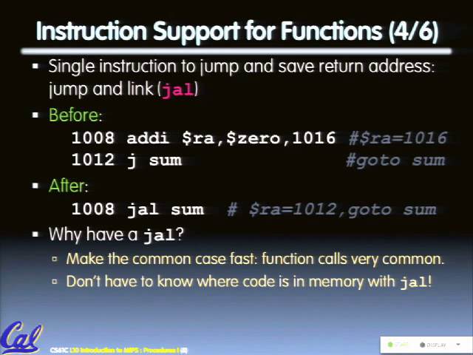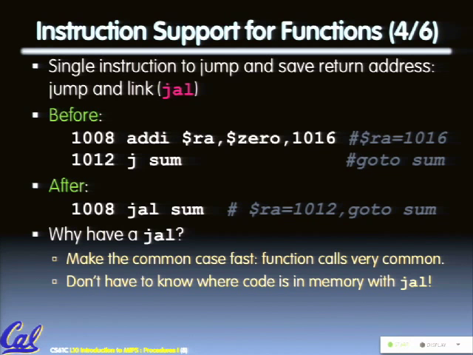Notice, by the way, $RA is not even listed here. It just knows how to do that, which I really am happy with. And you know why I'm happy with that? Because I don't have to specify anything in my bits, because it always affects RA. By default, I know that my set system does, so therefore this guy can be the J format. There's my 26 bits of target address, and I'm cool. Because I know I'm always changing RA, so this JAL does this for me.